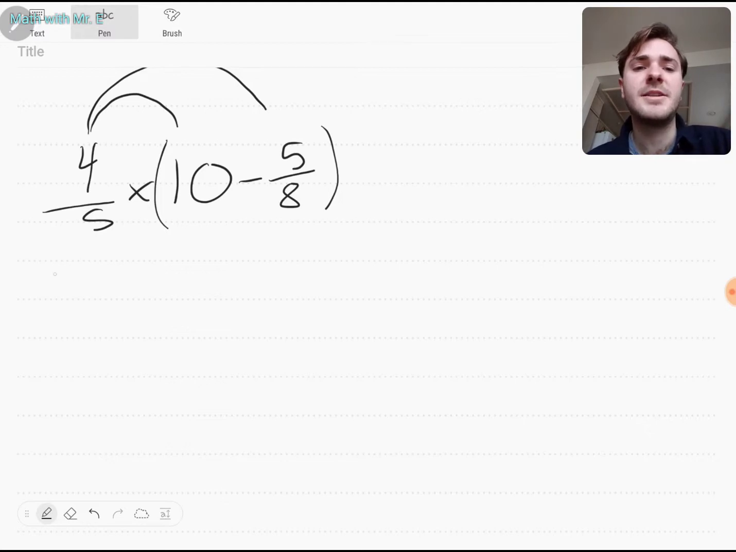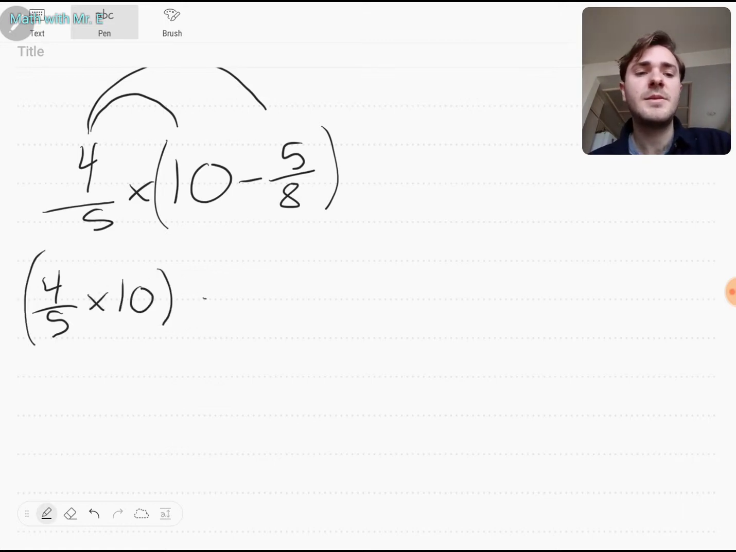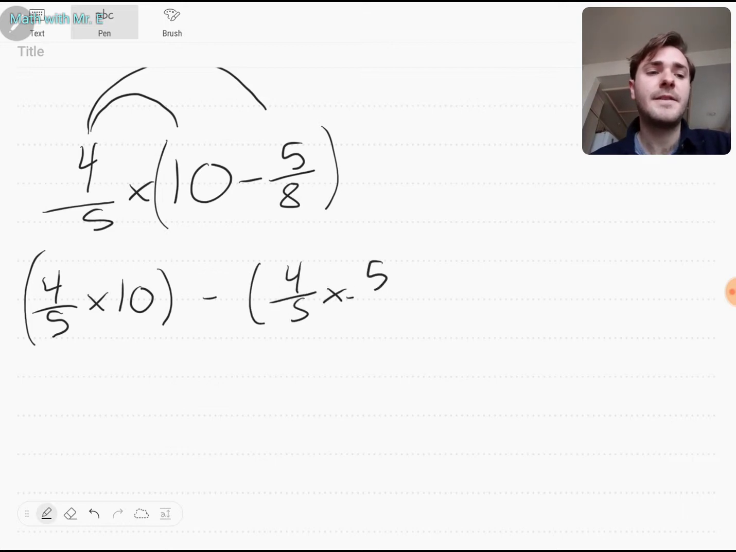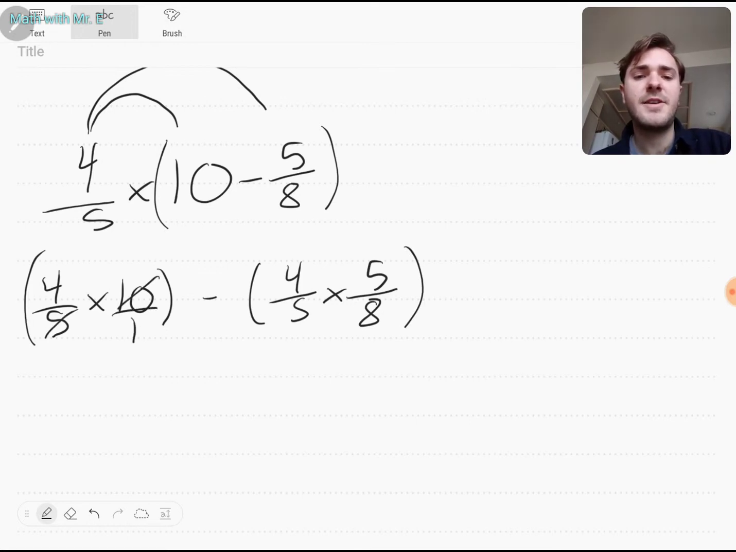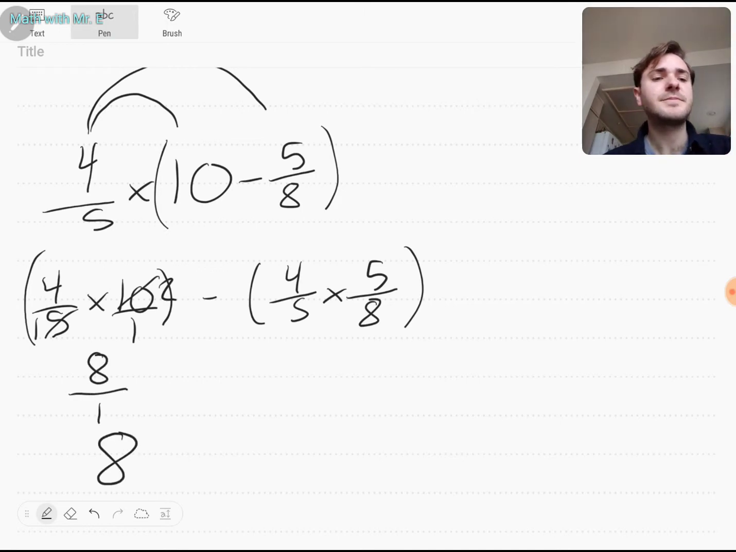So let's go ahead and do that. Sorry, 4/5 times 10 minus 4/5 times 5/8. So that's 4/5 times 10 minus 4/5 times 5/8. So 4/5 times 10, let's go ahead and simplify those. So 10 and 5 can both be divided by 5. We've got 4 times 2 is 8 over 1 times 1. So it's 8 over 1, which is just 8.